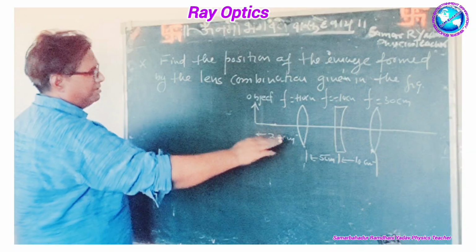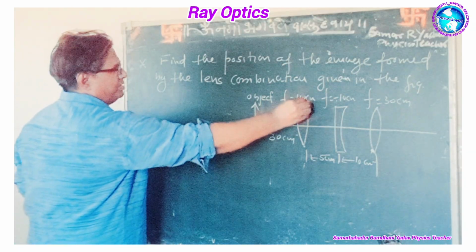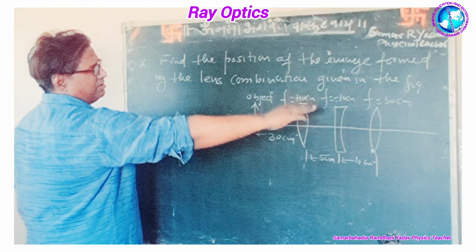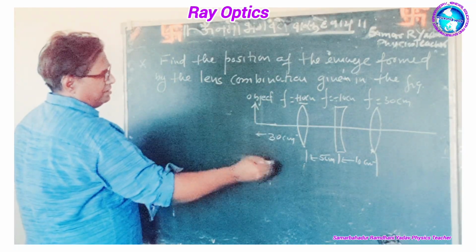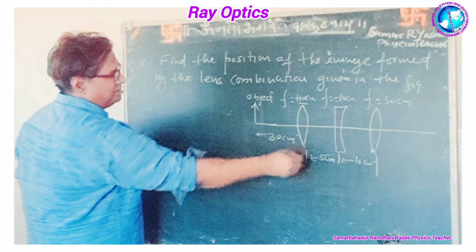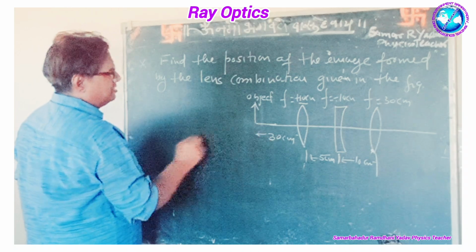You can see in the figure, this is a 3 lens combination. Lens 1 has focal length 10 cm, lens 2 has focal length minus 10 cm, and the third lens is 30 cm. The distance between first and second lens is 5 cm. The distance between second and third lens is 10 cm, and the object is kept at 30 cm.